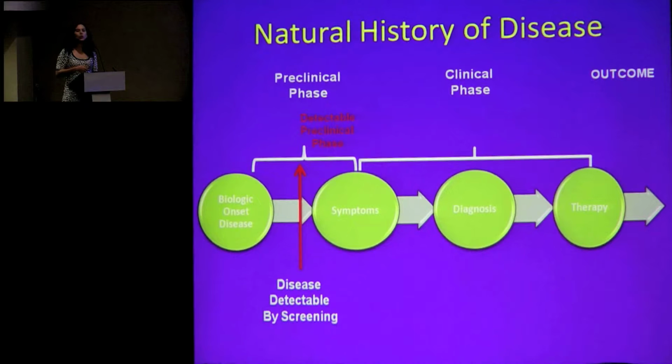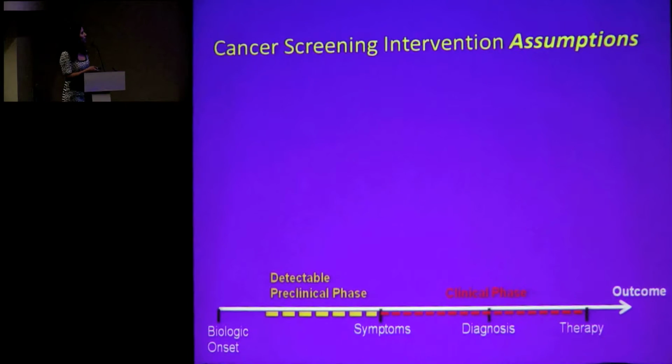Basically, when we talk about screening, we're talking about doing a test where we can detect a disease early on, probably before the onset of symptoms, where we are still in the preclinical phase of disease. And being able to detect disease at that point is going to help us have an impact on the development of negative outcomes of the disease, for example, mortality from the disease.